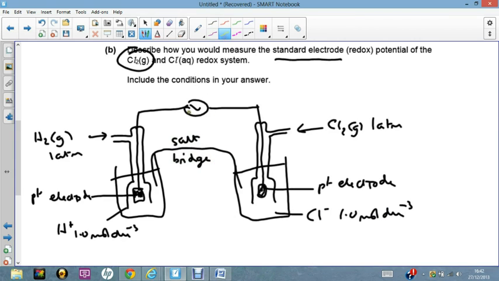Okay, marks in this question. One for the salt bridge and the voltmeter. One for both my gases being at 1 atmosphere. One for both platinum electrodes. One for both concentrations being a mole per decimeter cubed. And the final one that everybody missed, because it says conditions, I have to also state the temperature. And that will be my 5th mark.